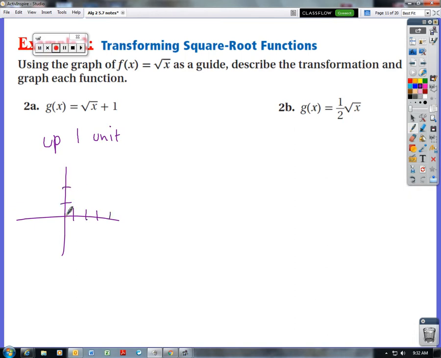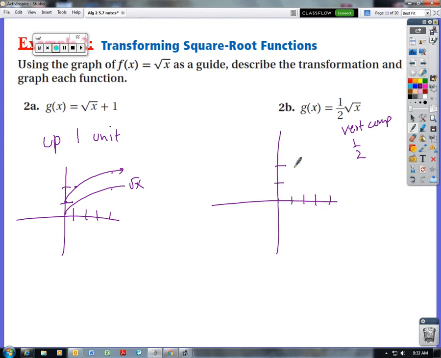Do these as fast as I can. So there's the original, the parent, and then if it's going up 1, it'll look like that. This one is a vertical compression by 1/2. So the original, it's a square root again, so it's there. There's my parent. And now I'm going to be multiplying these y values by 1/2. So there's the final one.